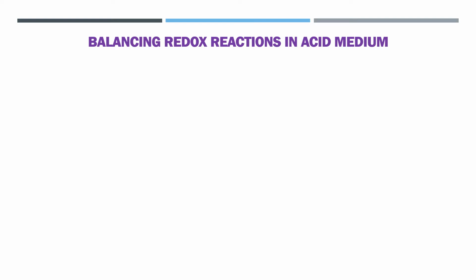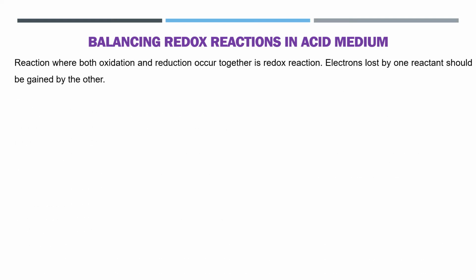Now once we have balanced the half equations in either the acid medium or the basic medium, we will combine the two half equations to get a redox equation. A redox equation is where both oxidation and reduction occur at the same time. The reason this happens is that the electrons lost by one species must be gained by the other.